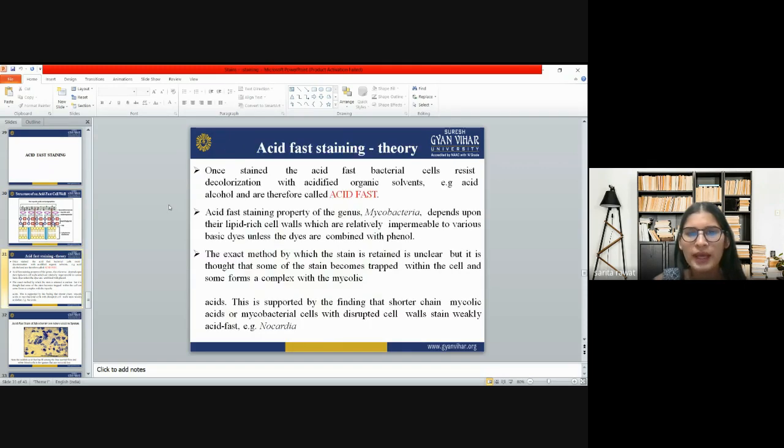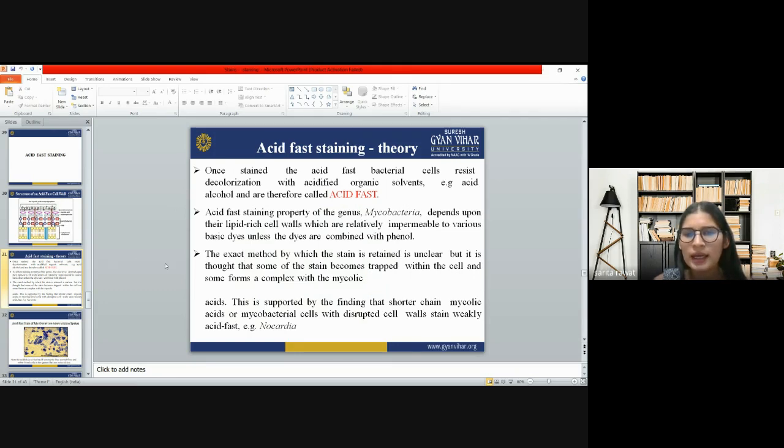Now, what is the theory behind acid fast staining? When we use one stain, the acid fast bacterial cell resists decolorization with acidified organic solvent, for example acid alcohol and alcohol. So we call it acid fast. The acid fast property of the genus mycobacteria depends upon their lipid-rich walls, which are relatively impermeable to the various basic dyes.